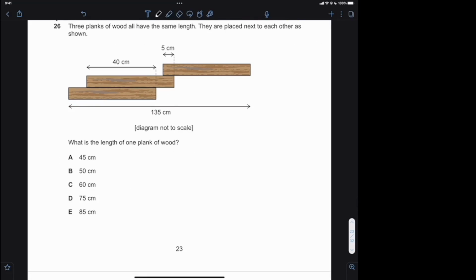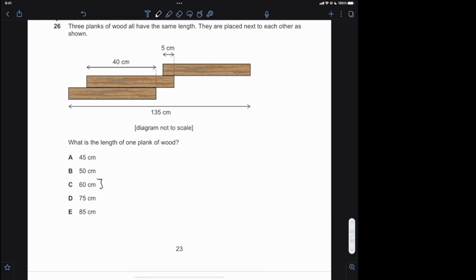3 planks of wood all have the same length, and they are placed next to each other as shown. What is the length of one plank of wood? Now, with these questions, I think it's going to be much quicker to start with an answer. Have a look at one of the answers in the options. Usually starting with the middle one is best, and if it's too long, you can know that the plank of wood has to be shorter, and if it's too short, you know the plank of wood has to be longer. Okay, so this is the specific way I do trial and error, so that it doesn't end up taking heaps of time. You'll only ever have to test 2 options.